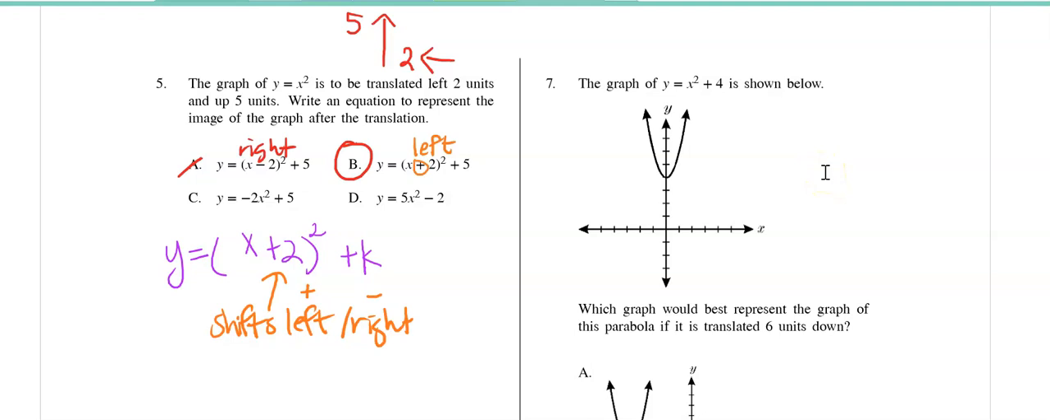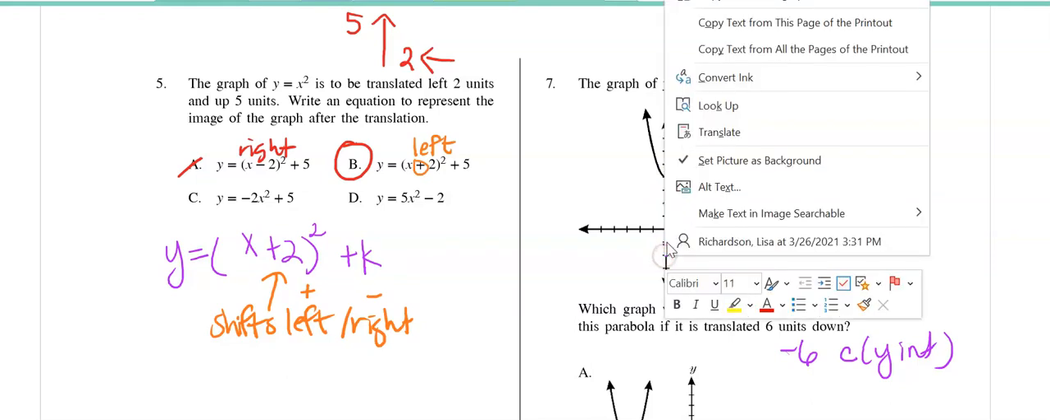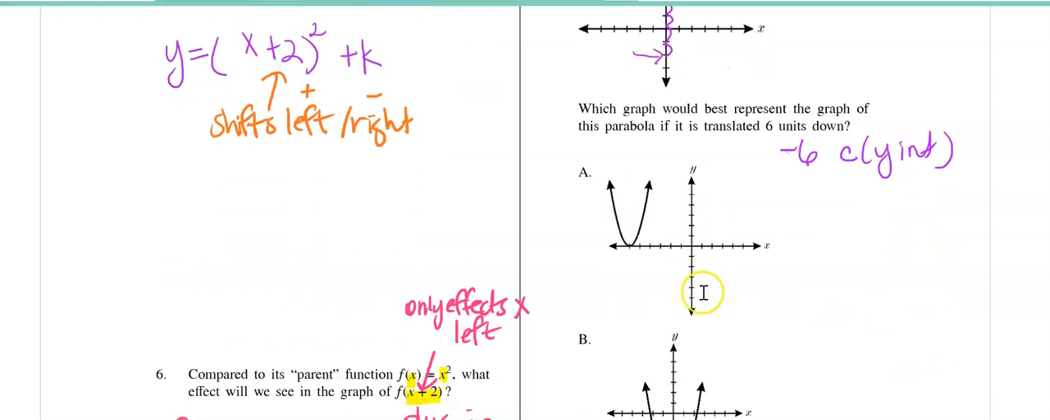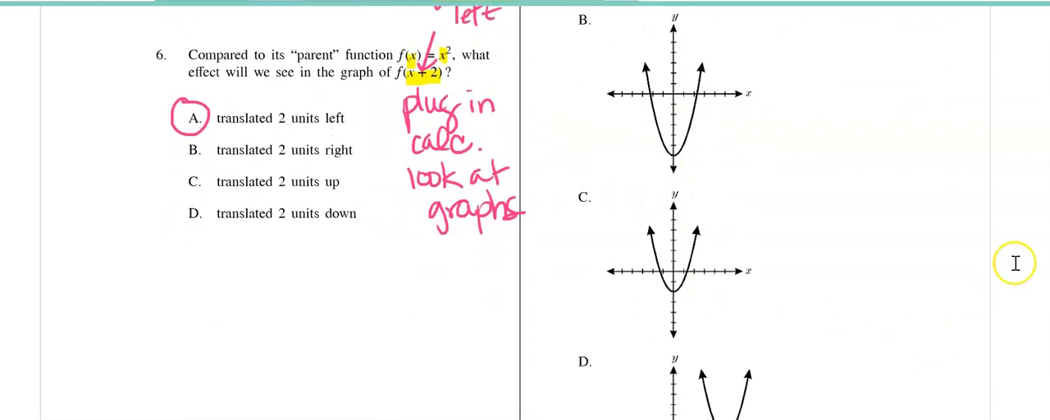The graph of y equals x squared plus 4 is shown below. What graph would best represent the graph of this parabola if it is translated down 6 units? So that's a -6 on the c value or the y-intercept, okay? So I'm just going to do -6, and that would put me at -2. The other way you could do that is actually count it. So here's my y-intercept, down 1, 2, 3, 4, 5, 6, puts me at 2, -2. Oh my goodness, this thing drives me insane sometimes. -2. Okay. So which one does that? Not that. Number C. That's it.